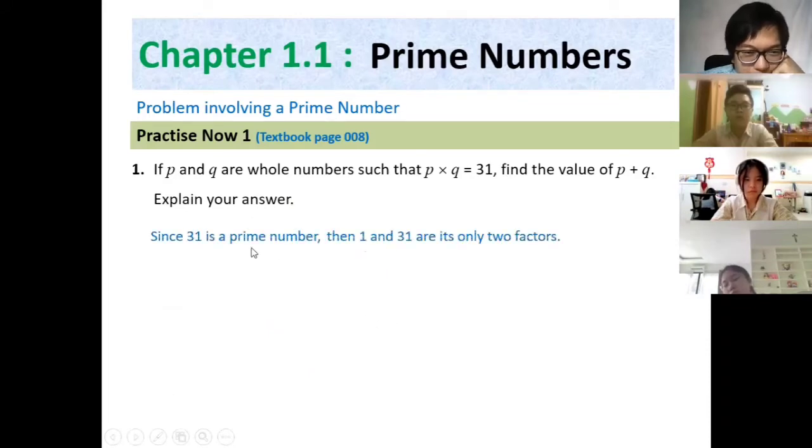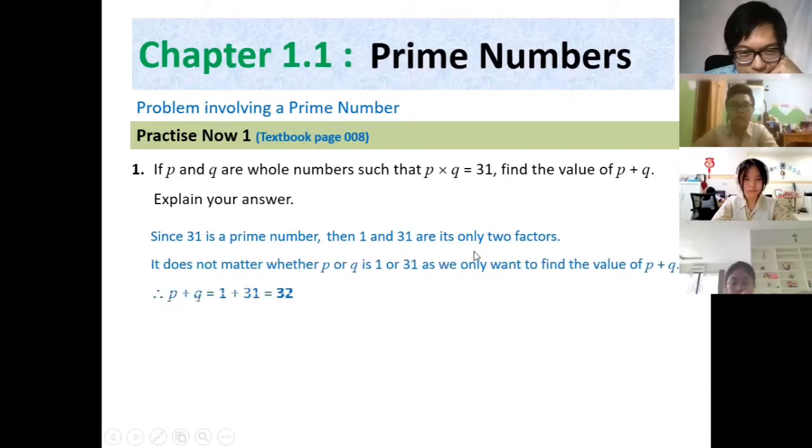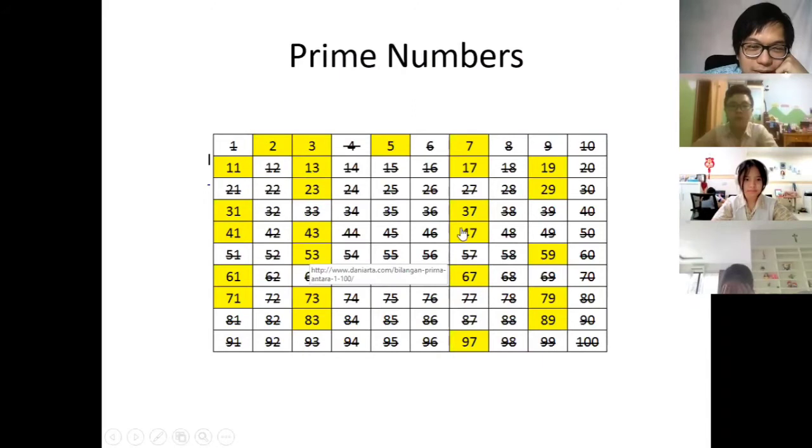Since 31 is a prime number, the factors are only 1 and 31. Okay, good job. Just add the numbers, done. There you go. These are the prime numbers, the ones in the yellow shaded part. 1 is not prime nor composite, remember? 4 is composite, 6 is composite, 8, 9, 10.